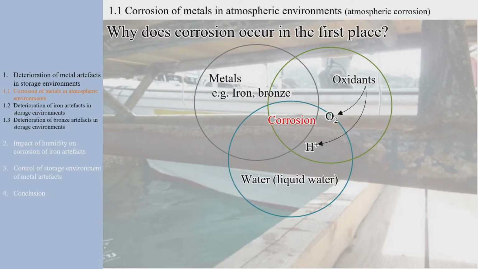First, let me explain the conditions under which metals corrode. Corrosion progresses when metals interact with the environment. To be more specific, corrosion is the oxidation-reduction reaction between metals and oxidants, such as oxygen. Water plays the key role in this reaction. The corrosion process of metals progresses only when water is present in addition to oxidants. Conversely, it is necessary to remove water and oxidants, like oxygen, to suppress the corrosion of metals.